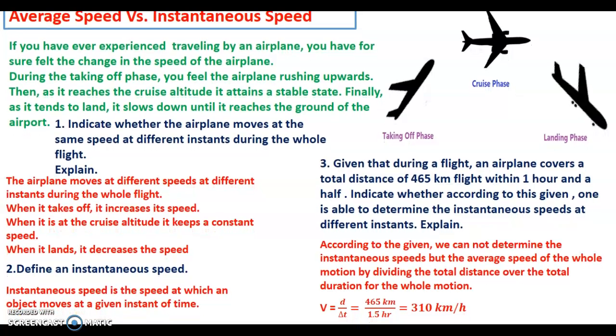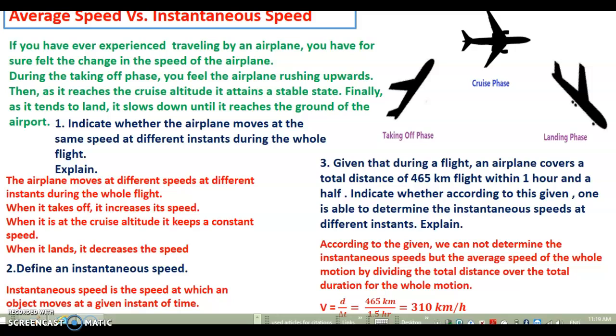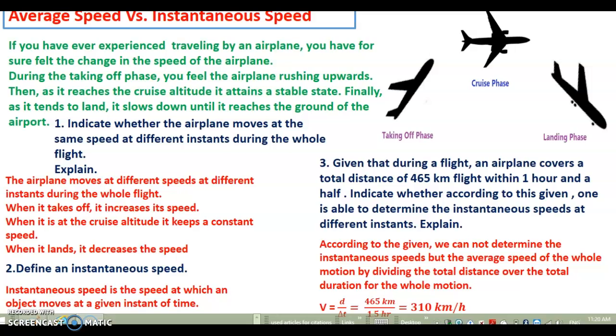According to the given, we cannot determine the instantaneous speeds, but the average speed of the whole motion by dividing the total distance over the total duration for the whole motion. So V equals D over delta T, it's 465 kilometers over 1.5 hours, 310 kilometers per hour. So we don't know what is the speed of the airplane at each instant, at the initial instant of the first phase or at the final instant of the first phase and so on. But we can calculate the total distance and the total time so we can find the average speed.